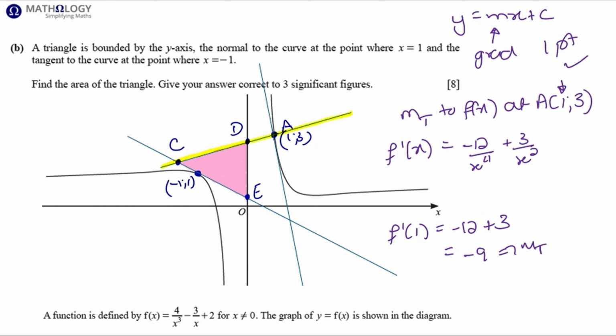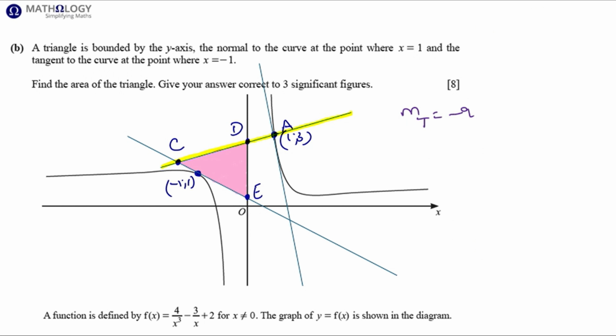This is the gradient of the tangent to the curve at point A. The gradient of the tangent to the curve at A is minus 9. So the gradient of the normal to the curve at point A will be the reciprocal of the gradient of the tangent, will be 1 over 9 with opposite sign, so it will be positive 1 over 9. We now have the point 1, 3 and the gradient of the normal. We can now determine the equation of the normal.